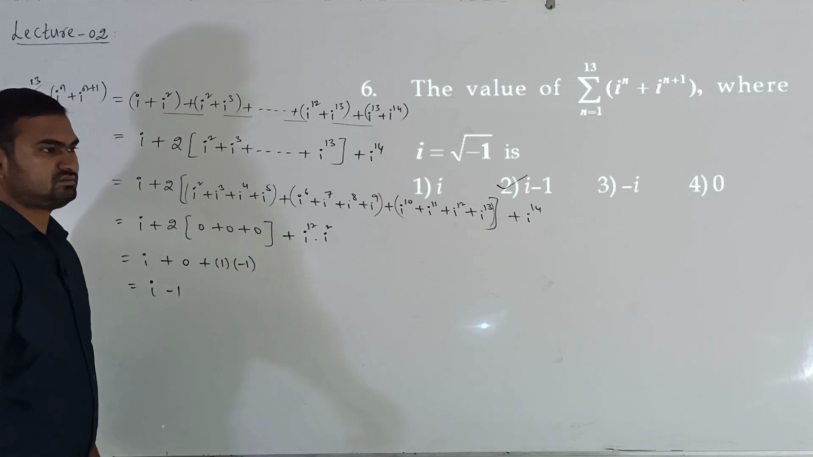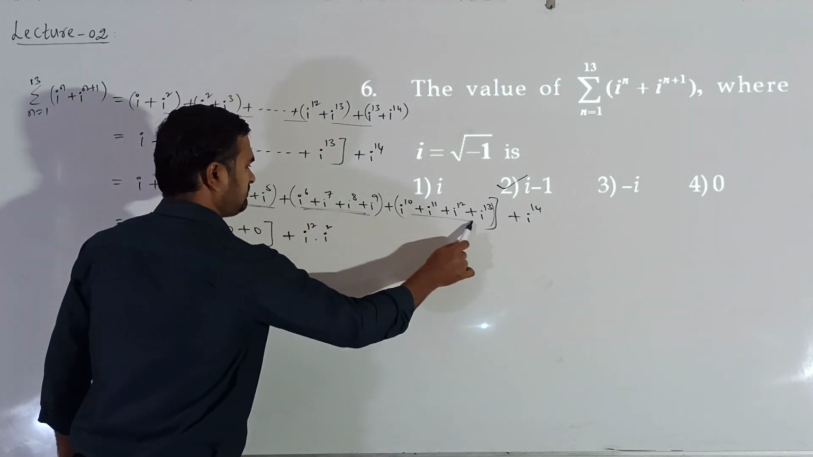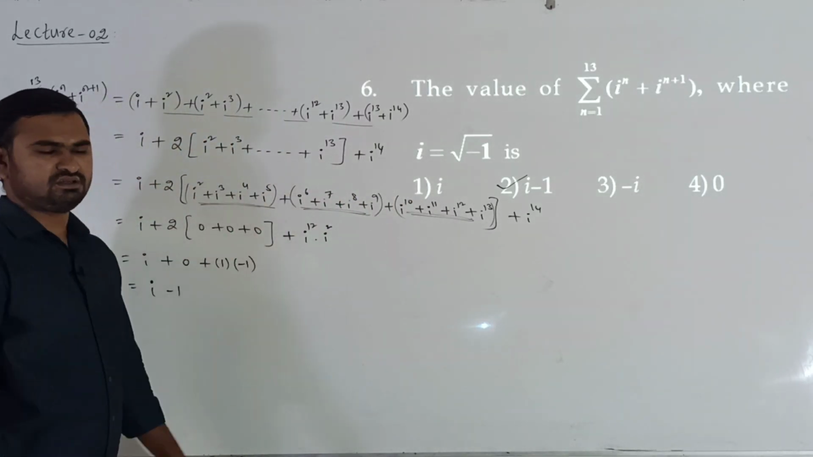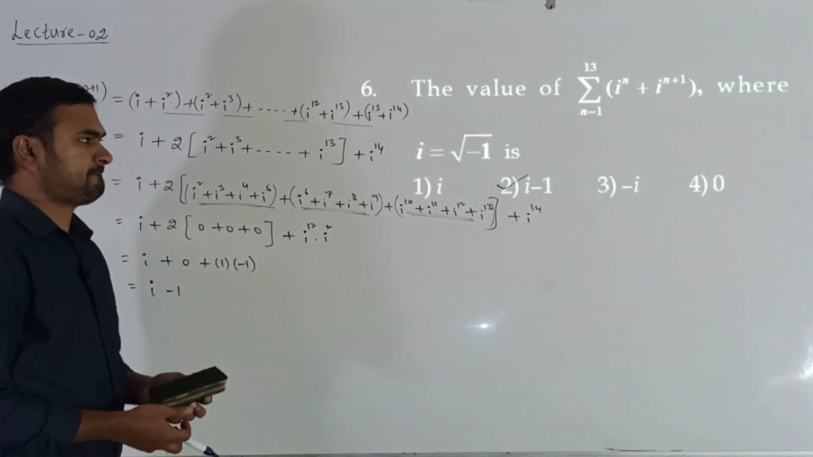Understand? So we have to remember this: in the sum of i powers, the powers should be consecutive terms. Then only the sum of 4 terms will be 0. Okay. Next.